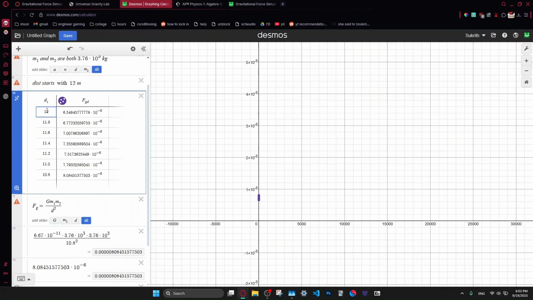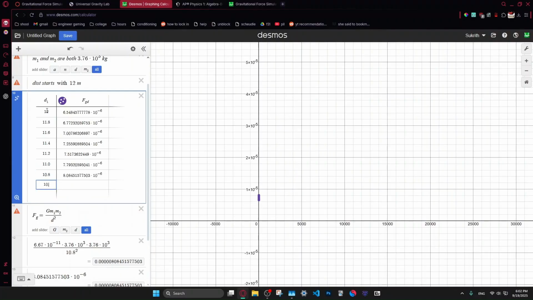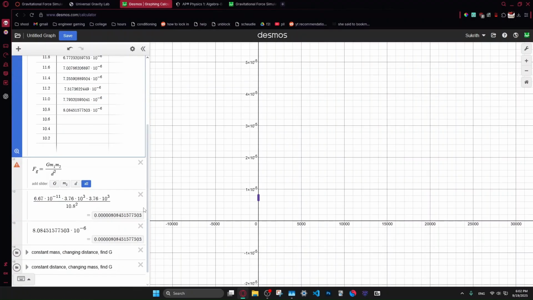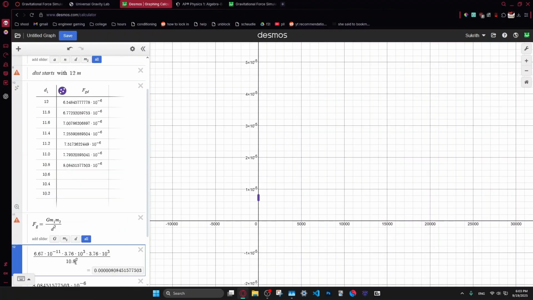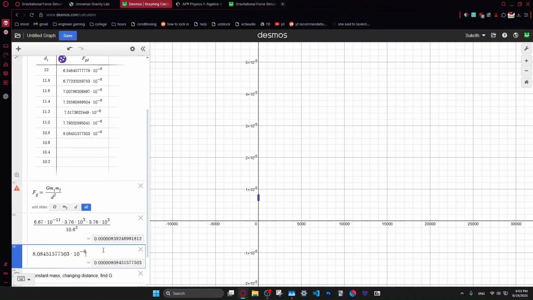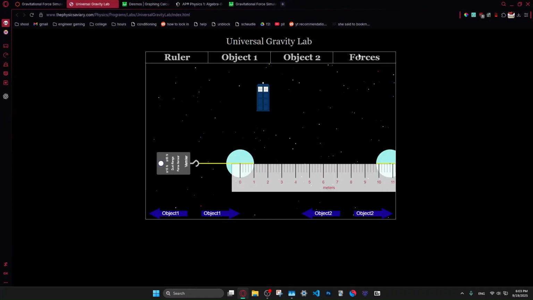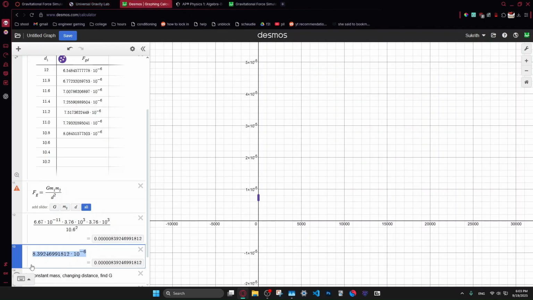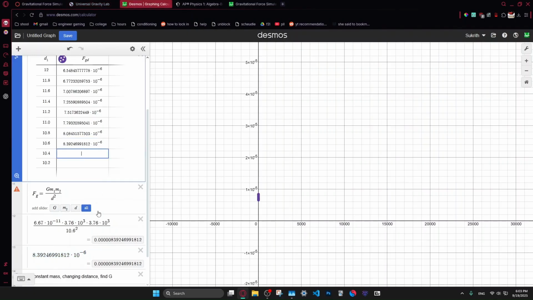How many are we at? 1, 2, 3, 4, 5, 6, 7. Okay, we have 3 more. So 10.6, 10.4, 10.2. And now we'll do them all. 10.6. Change that to 10 to the negative 6. Should be around 8.3 micronewtons. Oh, sorry, do I have to change it? Boom. 10.6. 8.4 micronewtons. Oh, yeah, 8.4. I knew that. I can read.